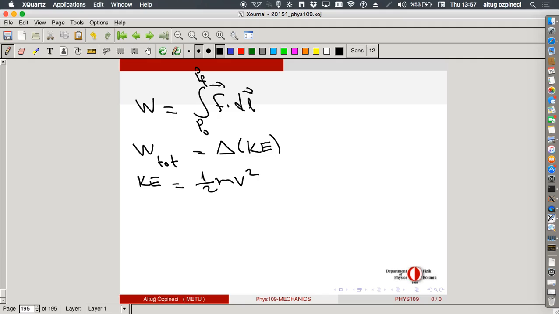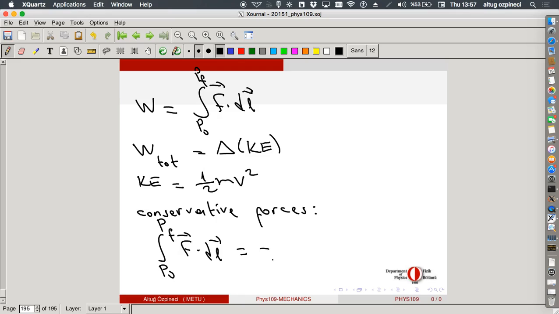And then we had seen that we divided forces into two different kinds of forces. One of them, the conservative forces. We had seen that the work done as we move the object from some initial point to the final point, we could write it only as a function of the initial and the final points.